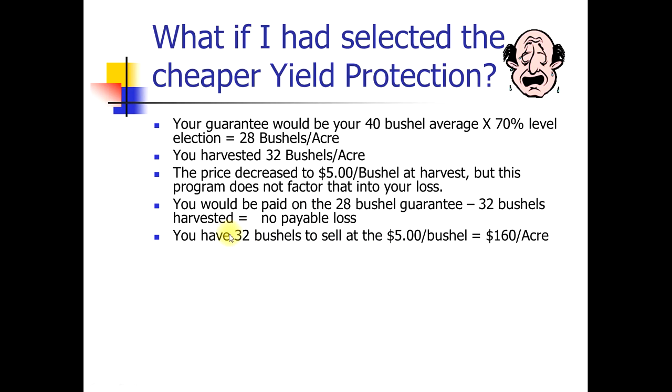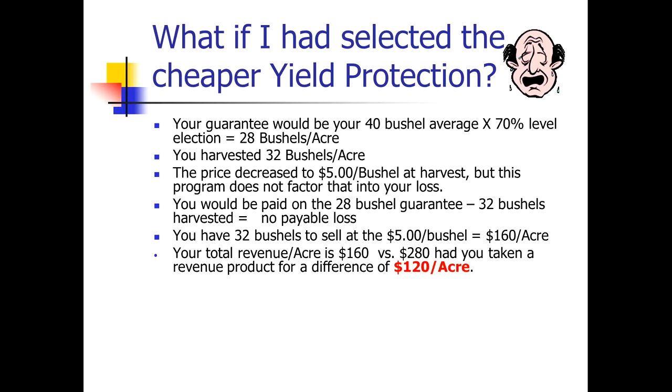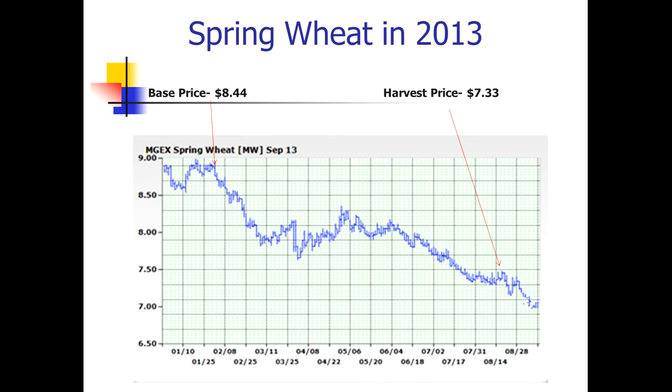You have 32 bushels to sell at harvest for $5 a bushel, so you really only realized $160 an acre on your farm at the elevator if you didn't market that grain ahead. So your total revenue is only $160 an acre versus $280 had you taken the revenue product. This basically ended up costing you $120 an acre gross revenue on your farm for saving a couple dollars an acre in premium.